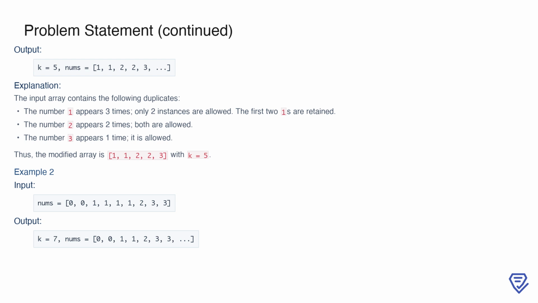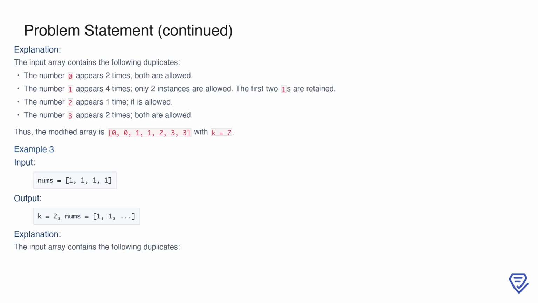The number 2 appears twice, which is within the allowed limit, so both instances remain. Finally, the number 3 appears once, which is also valid. As a result, the modified array is 1, 1, 2, 2, 3, with a new length of k equals 5. Another example helps further clarify the problem.